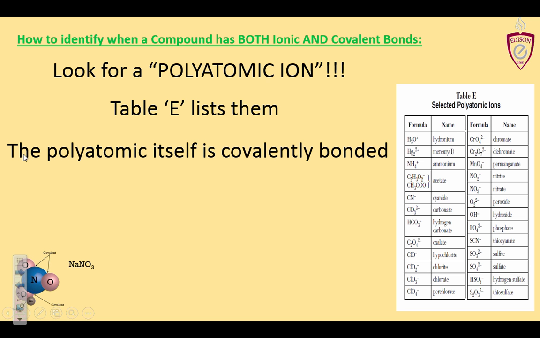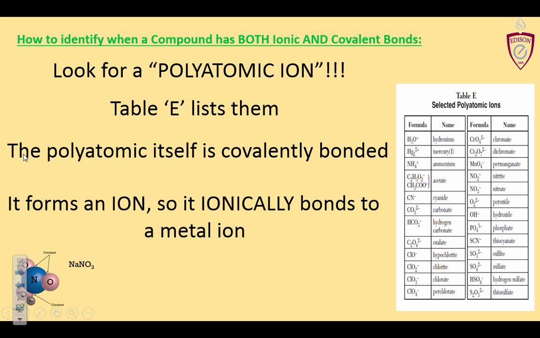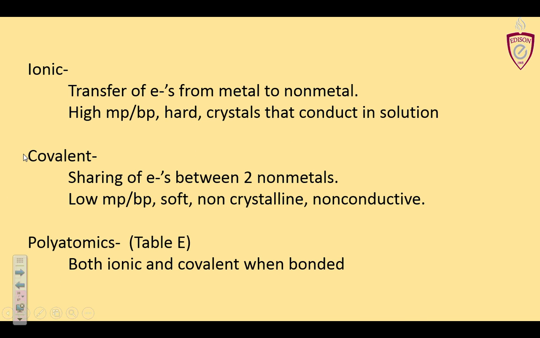If you look on the table real quick, it's almost all nonmetals. I see permanganate that's got manganese in it, and dichromate has chromium in it, but most of them are all nonmetals, so they're covalently bonded. And then the ion that they form ionically bonds to the metal. So that's where both kinds of bonds are present. So there you go, this was a quick rundown for y'all.